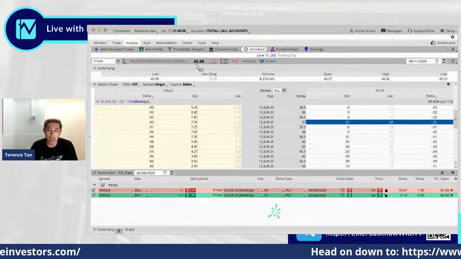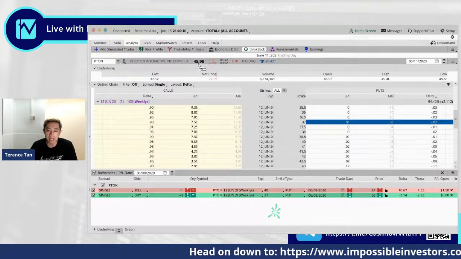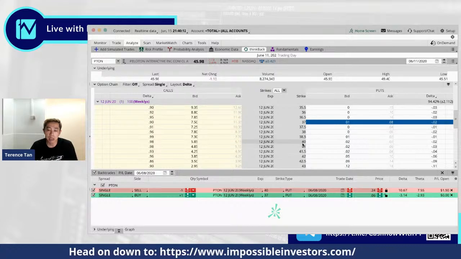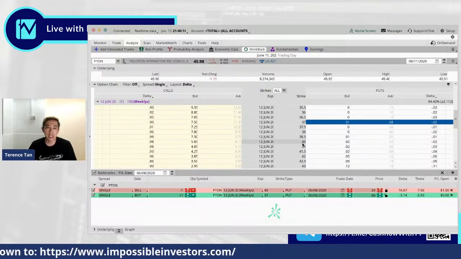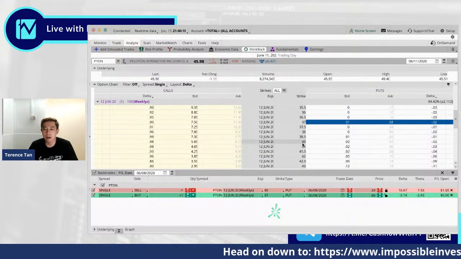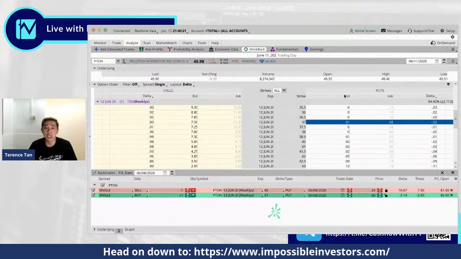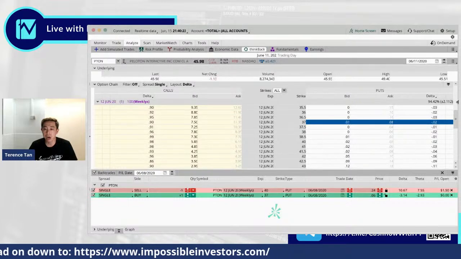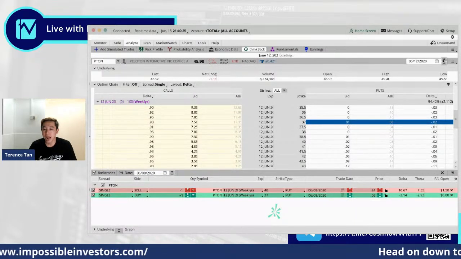Even after the crash, the stock was around 46, where our sell put strike was still sitting at 40. So this clearly tells you that you are right on track, and you could just let the options expire. So come Friday.